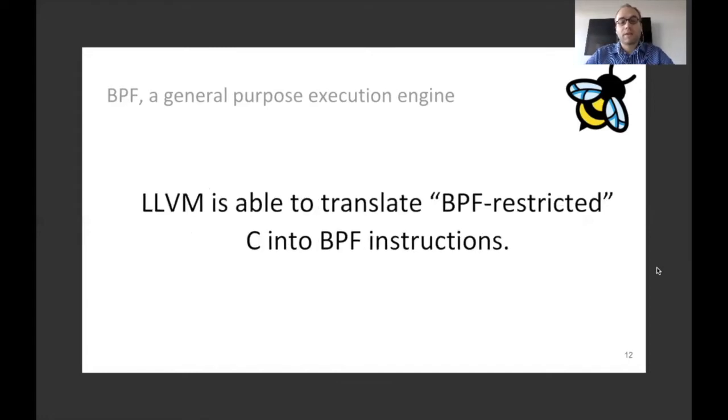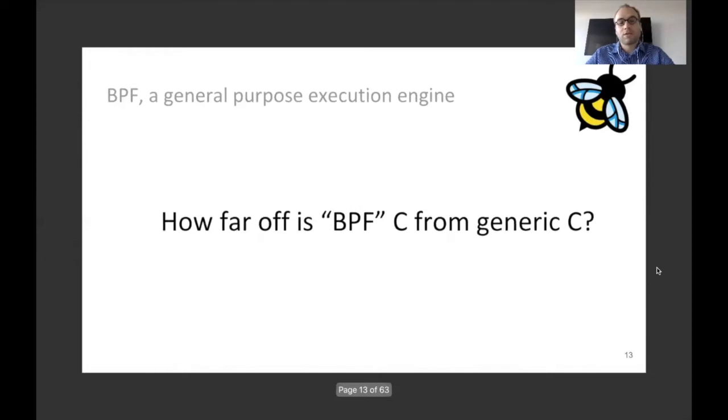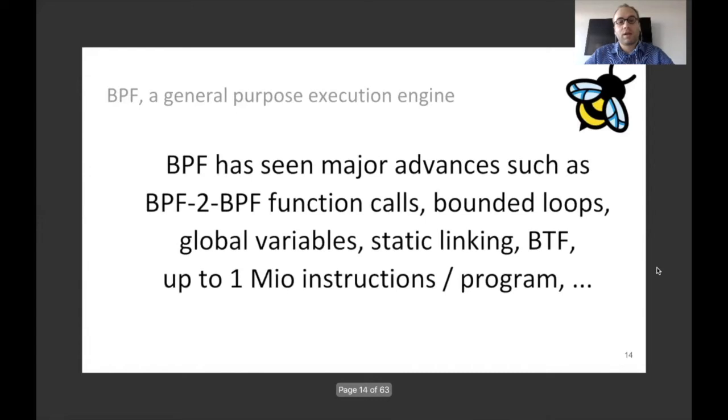And LLVM has a BPF backend that is able to translate so-called BPF restricted C into BPF instructions. So how far off is this restricted C from generic C? The BPF verifier has seen major advances in the past year or two. With that, we are able to have real function calls in BPF. There are bounded loops, which means programs cannot loop forever, but there has to be an upper bound, which can then be enforced by the verifier.